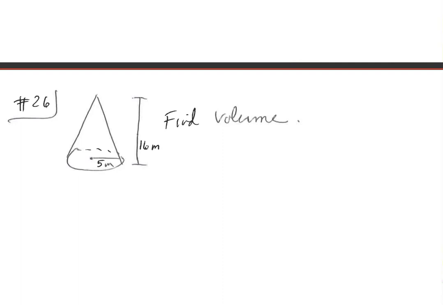It's labeled with a height of 16 meters. And the radius of the circle, which is acting as the base of this cone, the open circular side laying flat on the ground, is labeled as 5 meters. So we want to find the volume of this cone, which is going to require us to bring in the formula for that.